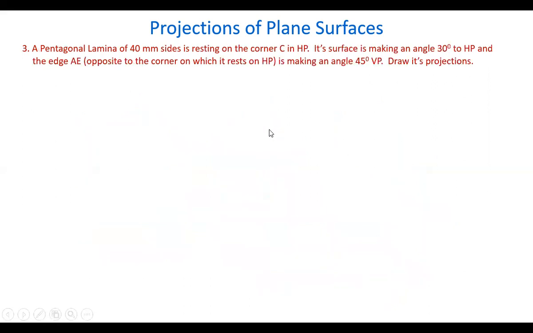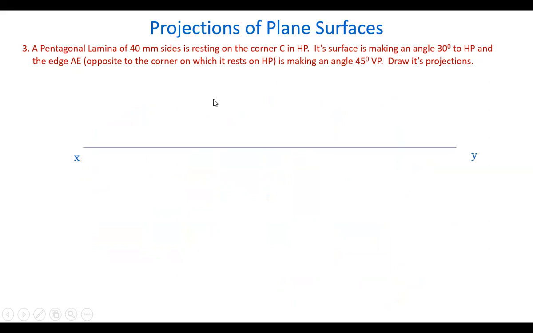Now, let's take another one. A pentagonal lamina of 40 mm sides is resting on a corner in HP here. Its surface angle is 30 degrees. And the edge AE, that is opposite to the corner on which it rests on HP, is making 45 degrees angle with VP. Let us see how to show this.